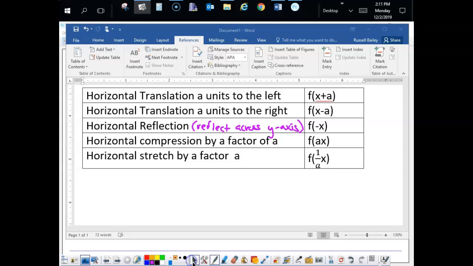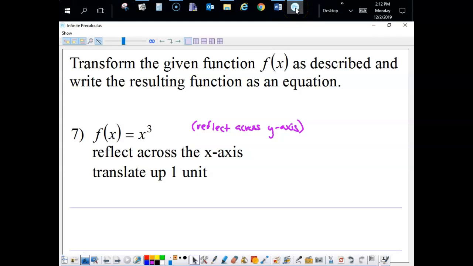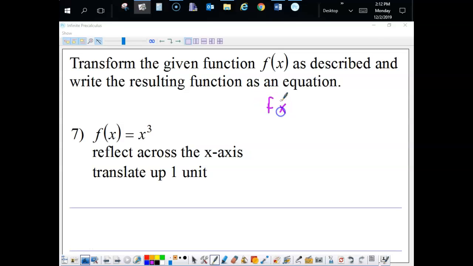All right, let's return to our problem then. So it says we want to reflect it across the x-axis. What do you do in that case? Look at your notes. When you're reflecting across the x-axis, where do you put the negative? Inside or outside? Outside. So boom and boom. All right, so that takes care of this.